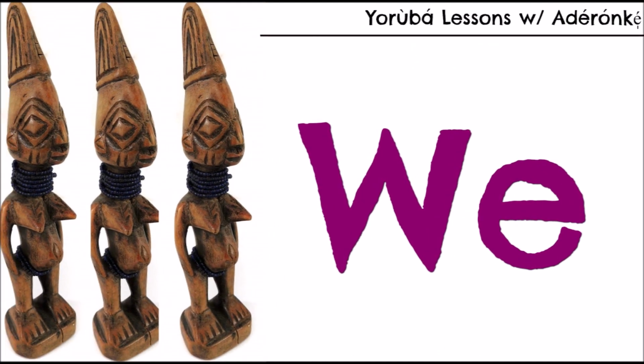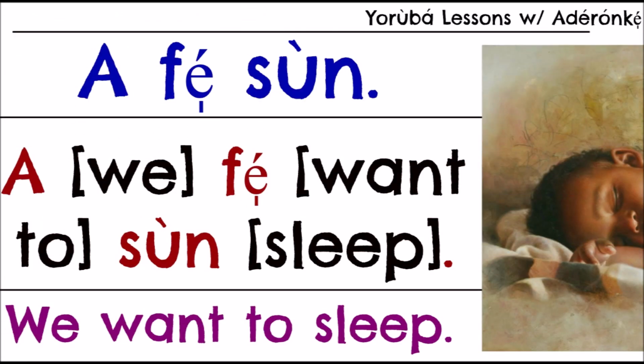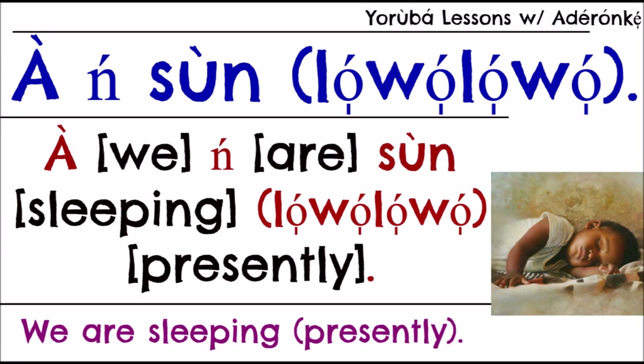We is the next pronoun. Because I've talked about each tense, I'm not going to spend that much time on it anymore. So a fẹ́ sùn is we want to sleep. I've talked about the tenses, so I'm moving on. A ń sùn lọ́wọ́, we are sleeping presently. We are sleeping presently. A ń sùn, we are sleeping.